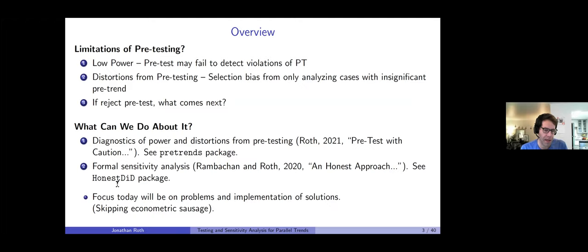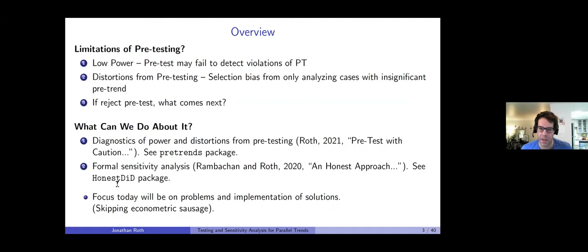What I'm going to do in my talk today is focus mainly on trying to make clear what these limitations of pre-trends testing are, and talk about implementations of the solution. I'm going to be very light on the econometric sausage of, say, how these robust confidence intervals are constructed and stuff like that. If you're interested in that, you can read the papers, and I'd be happy to talk if anyone has any questions about how the econometrics works, but that's not going to be my focus in the talk today.